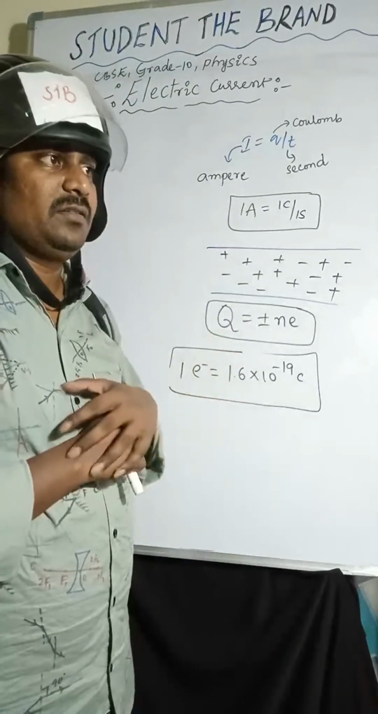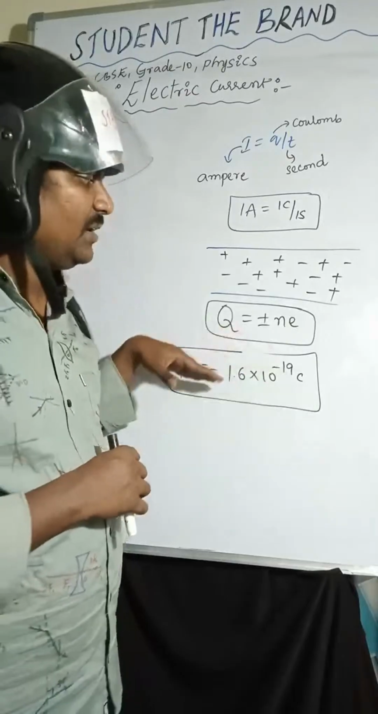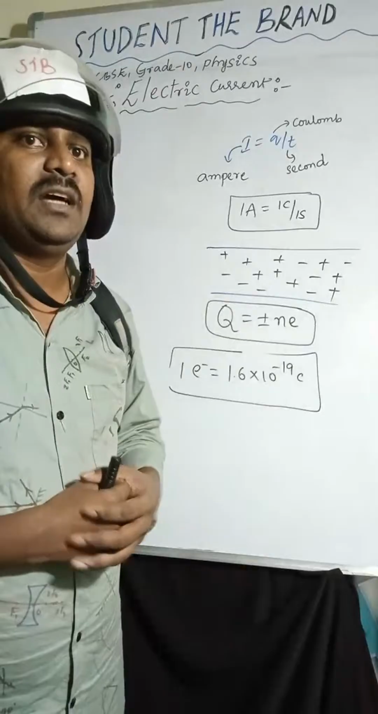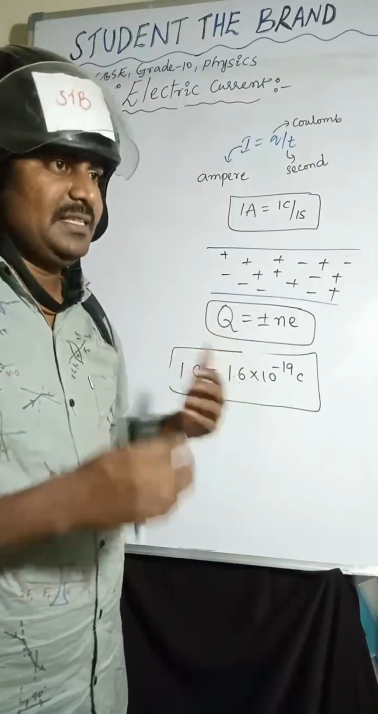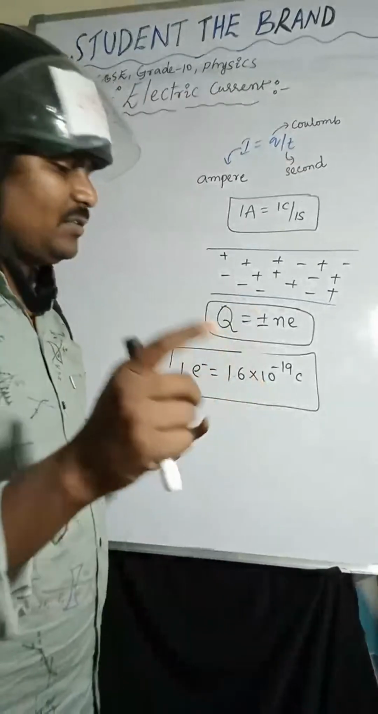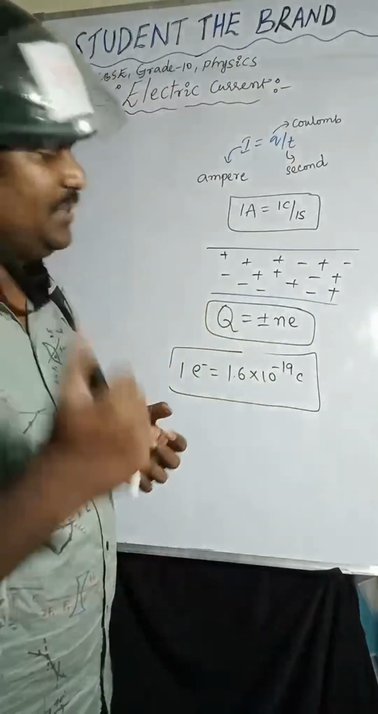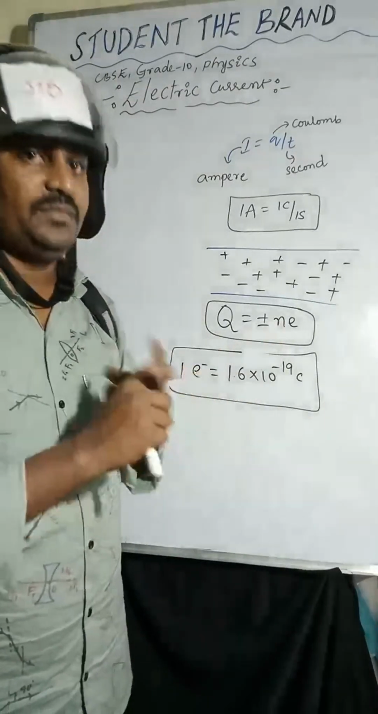Charge of an electron. How much is the charge of an electron? On one electron, how much charge is present? The first point: how much? 1.6 into 10 power minus 19 coulomb. That is the first point.